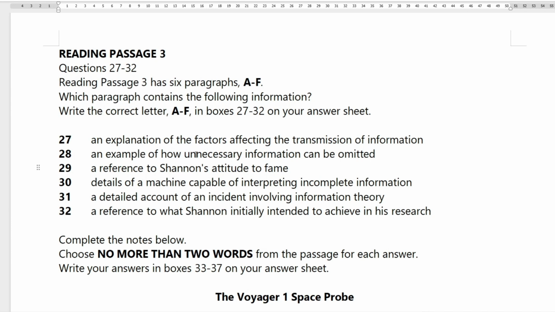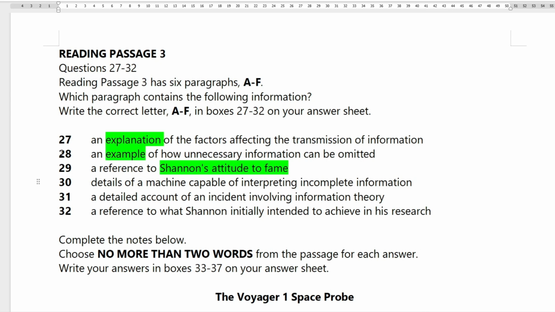An explanation of the factors affecting the transmission of information. Factors, we know it's a reason. So we need some sort of explanation of the reasons affecting. Okay, let's choose green once again. An example of how unnecessary information can be omitted, meaning ignored. A reference to Shannon's attitude to fame. Shannon's attitude to fame, that's what we want to highlight here.